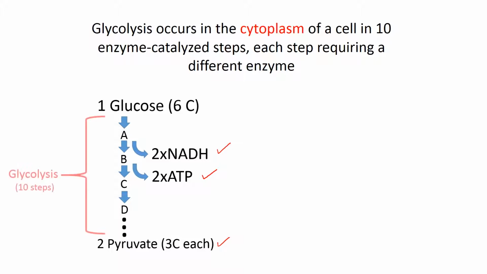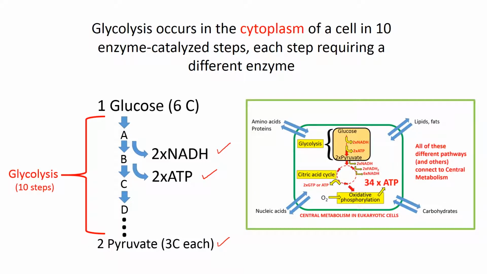So here we have glycolysis, 10 steps. Now let me refresh your memory that we're only talking about this part of central metabolism, right here, where glucose is broken down to 2 pyruvates with the synthesis of 2 NADH for glucose and 2 ATPs for glucose. That's all we're talking about here.